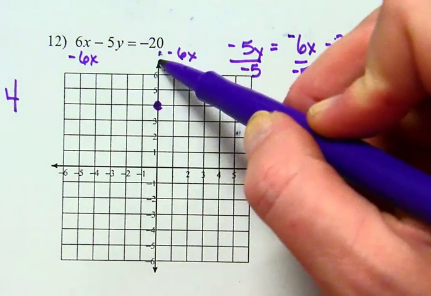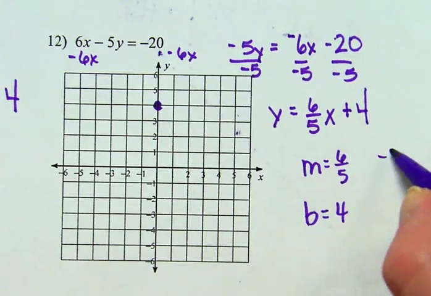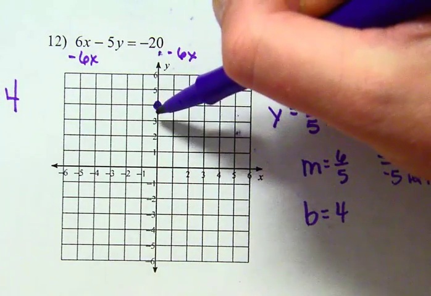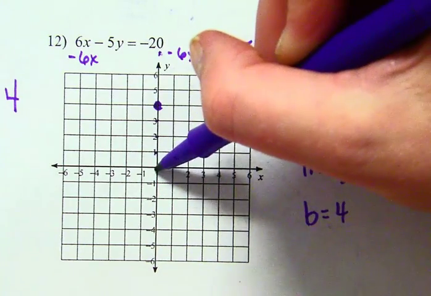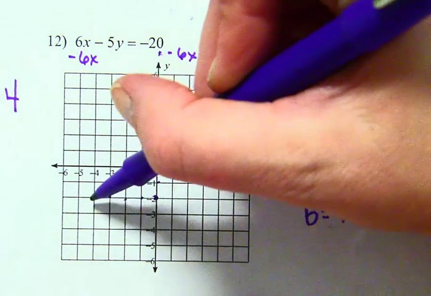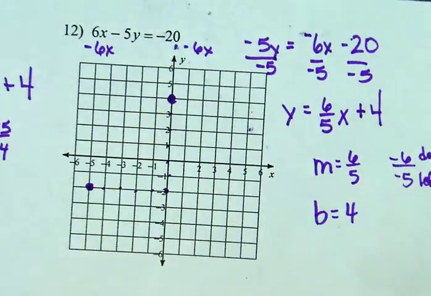I cannot rise 6. So I'm going to have to go back to this up here, negative 6 divided by negative 5. That is down for my rise, and that is left for my run. Down 6. 1, 2, 3, 4, 5, 6. Left. 1, 2, 3, 4, 5. And that's all I have space for.